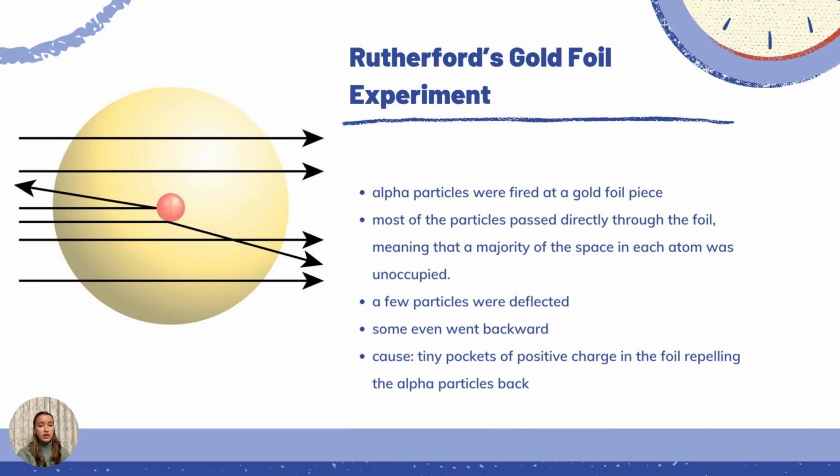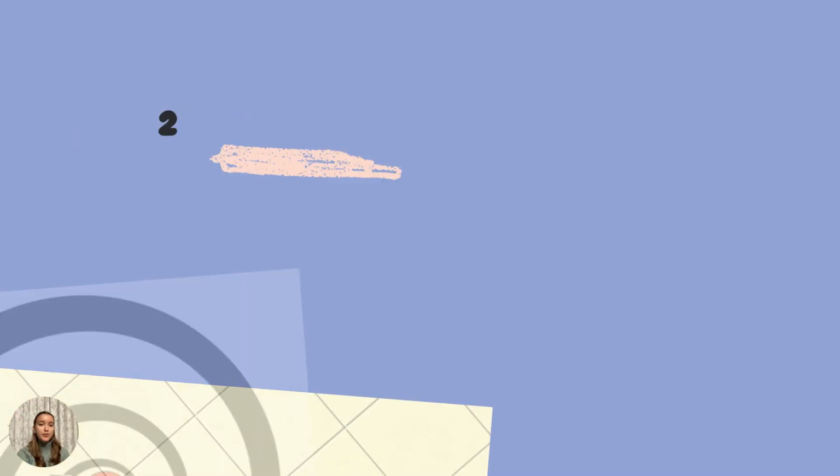Now, a few particles in the experiment were deflected, and very few of them even went backwards. The cause for this was the existence of tiny pockets of positive charge in the foil repelling the alpha particles back, which were clearly the protons in the nucleus.